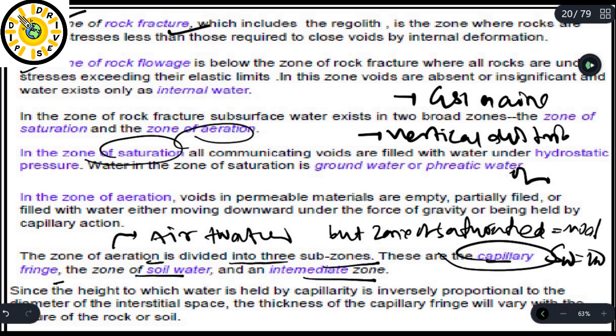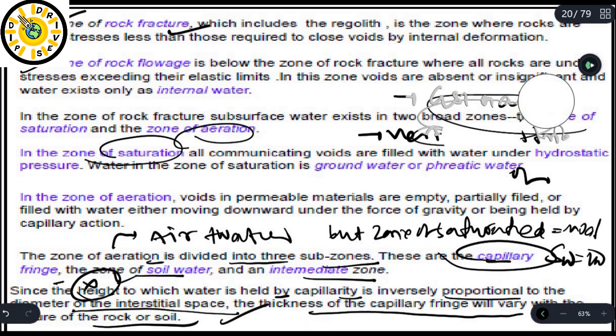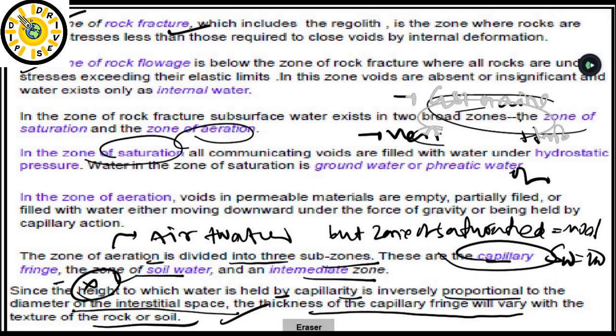Since the height to which the water is held by capillarity is inversely proportional to the diameter of the interstitial space, the thickness of the capillary fringe will vary with the rock soil, right? Here it is written. So this is the question that has been asked कि capillarity कैसे vary होता है thickness के साथ, कैसे? So the thickness of the capillary zone varies inversely with the pore size.